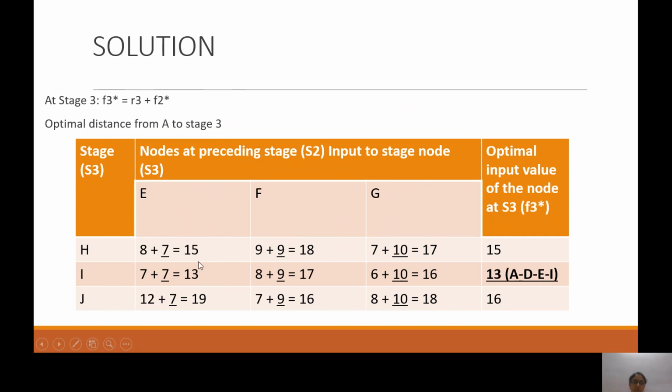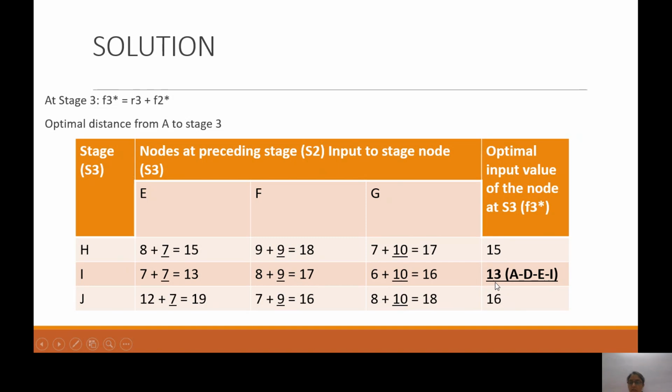For I, which is minimum, E to I, F to I, and G to I, minimum is E to I, which is 13. And up to J, E to J, F to J, G to J, minimum is 16. Out of all these minimums, which is further the minimum, the global minimum, the same concept we will see here. So which is minimum is 13.